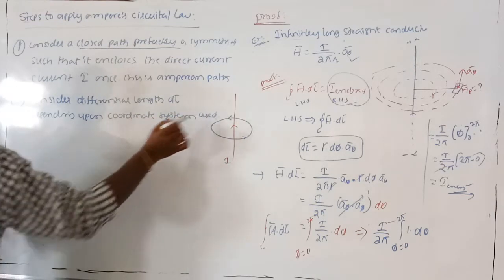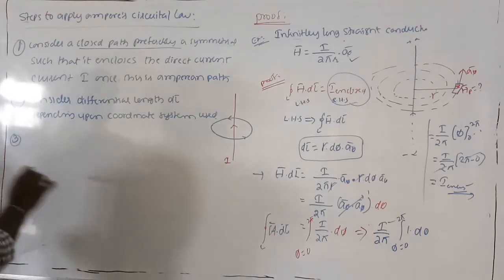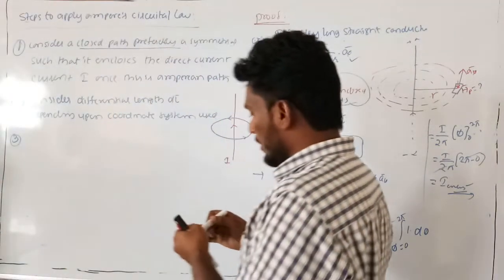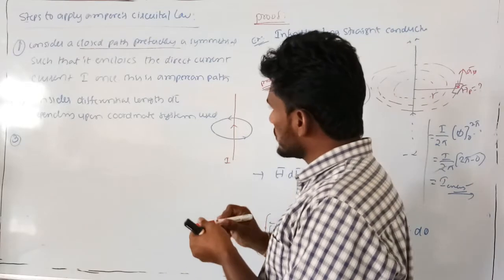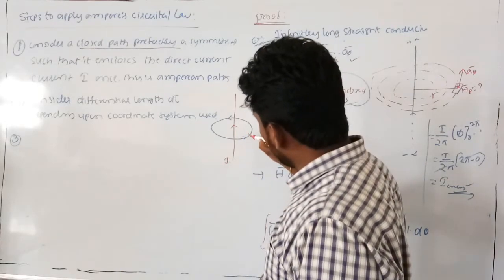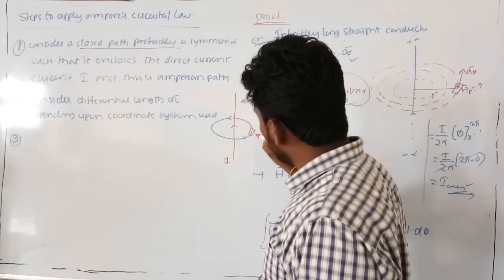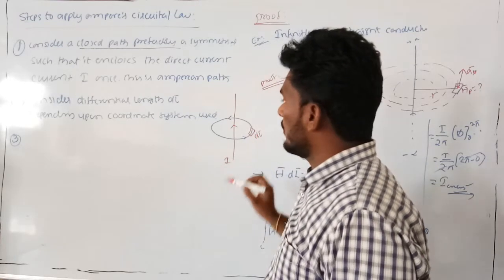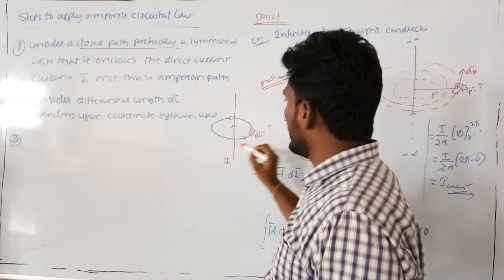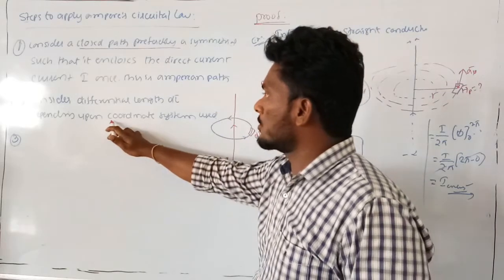Depending upon the coordinate system used. Now for this closed path, the second step is to consider a differential length like this. This is the differential length, and this should depend upon the coordinate system used.